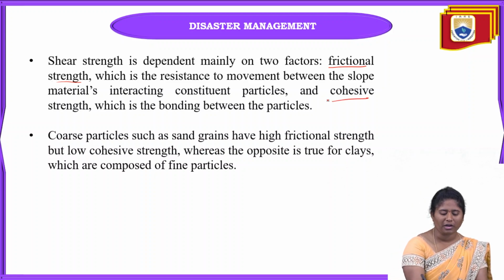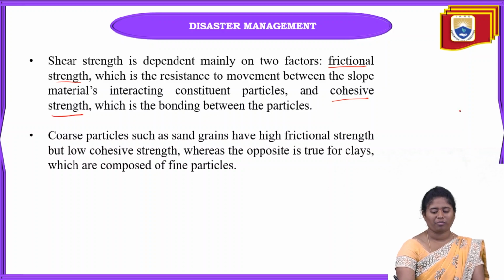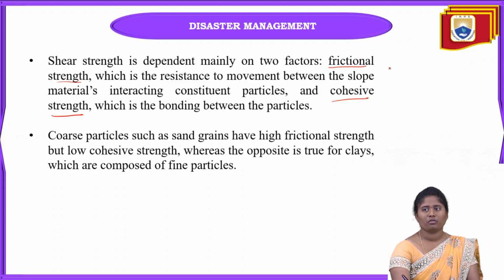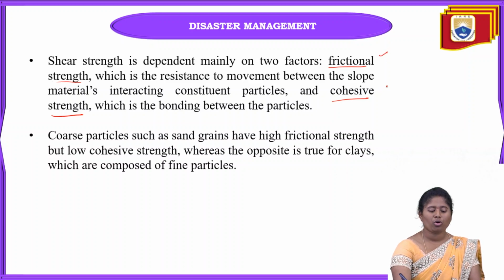Coming to the second one, that is cohesive strength, which is nothing but the bonding between the particles. In frictional strength, it is the resistance to movement between the slope material particles, so movement between the particles happens in frictional strength. In cohesive strength, there is bonding between the particles.